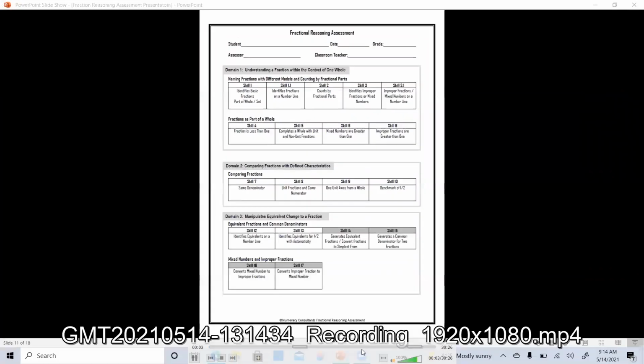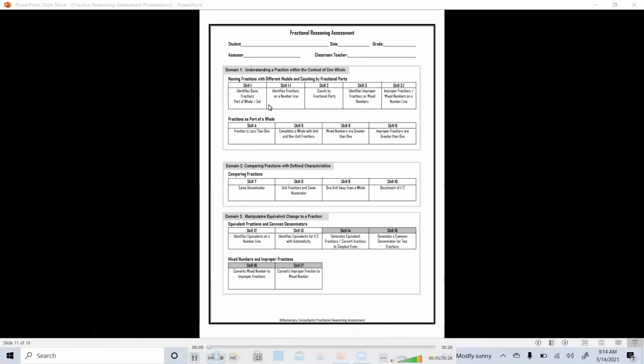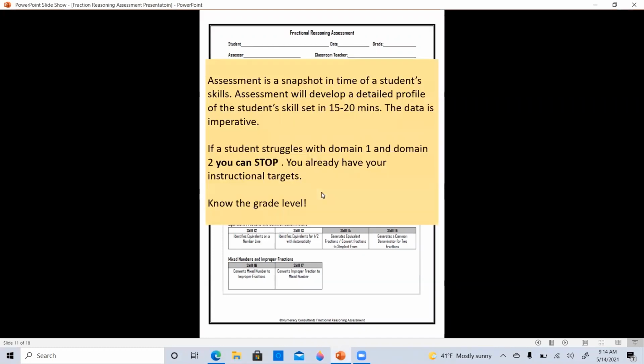So when giving this assessment, just remember a few things too. You need to keep in mind who you're giving this assessment to, what grade the student's in, and know your grade levels as well. So remember, the assessment is a snapshot in time of a student's skills. The assessment will develop a detailed profile of a student's skill set in 15-20 minutes. The data that comes from this is imperative. If we didn't have the data from, say, TJ or Hannah, those students who we just had, we would almost be teaching blind. Yeah, we'd be working on fractions with them, but probably not what they need to work on with fractions.